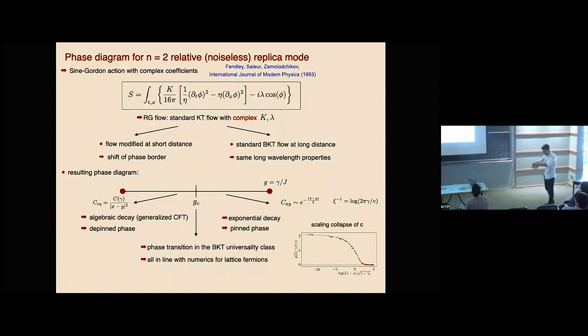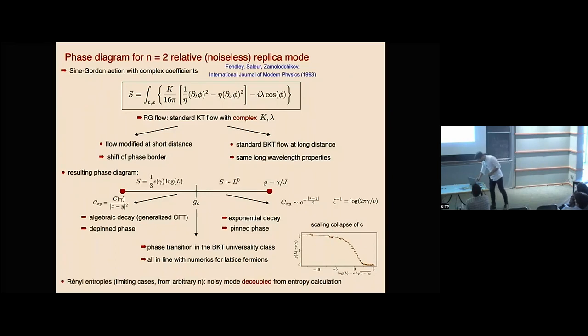This is really the picture: measurements pin the local particle number, pinning the system into number eigenstates. And the phase transition according to this is in the BKT universality class, which really is in line with numerics for lattice fermions here. Also, the entropy can be evaluated near these extreme fixed points of very weak interactions, and we find this logarithmic scaling here and an area law scaling in the other regime.